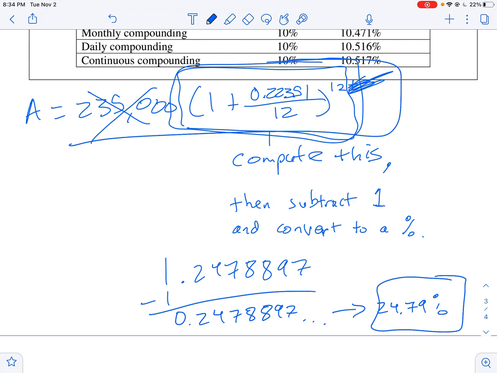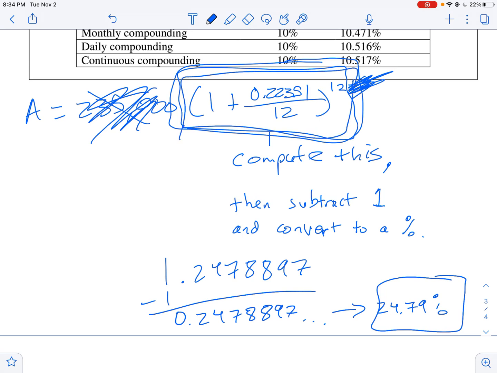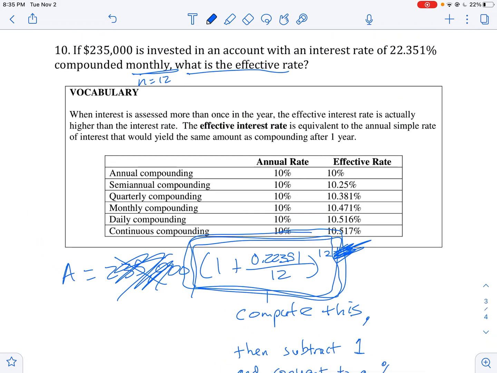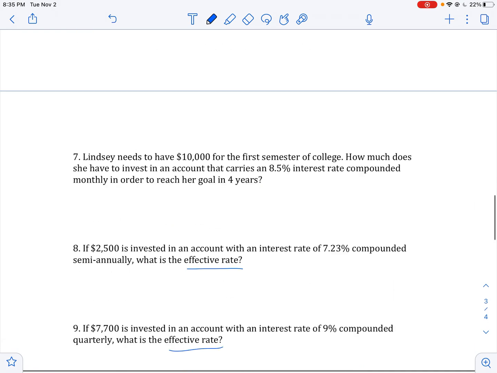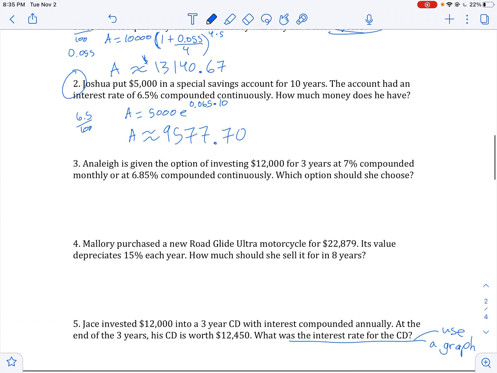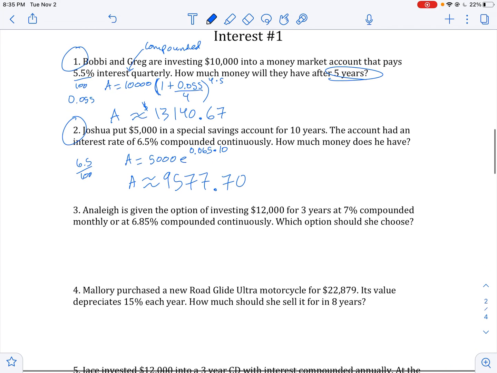So you're taking your normal equation, but you don't put in the principal, and you don't put in the years, and you just compute what is here. That gives you a number, 1 point something, subtract off the 1, and the extra amount is the effective rate for that year. So there's your answer for 10, and that's how you get effective rate. So there you go. Interest, number 1, kind of things you can do. We're going to get into how to use graphs to help you solve things in the next video, dealing with interest number 2.